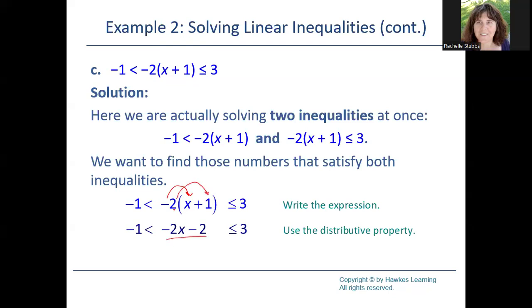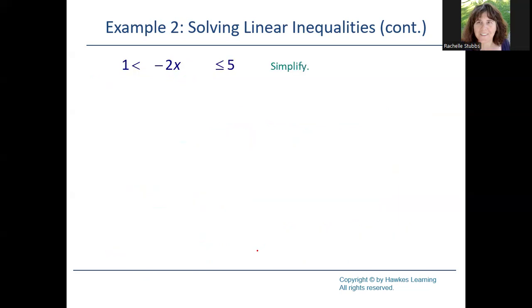Now, if we work from the center and we're working it as one problem, I need to add 2 to each side. So if I add 2 here, I've got to add 2 over here, and I have to add 2 over here. So -1 plus 2 is going to be 1. These 2's will cancel out, making my 0, and 3 plus 2 will be 5. And so now I'm left with 1 is less than -2x, which is less than or equal to 5. Now, I want x to be by itself, and I want it to be positive, right? So I'm going to divide by -2.